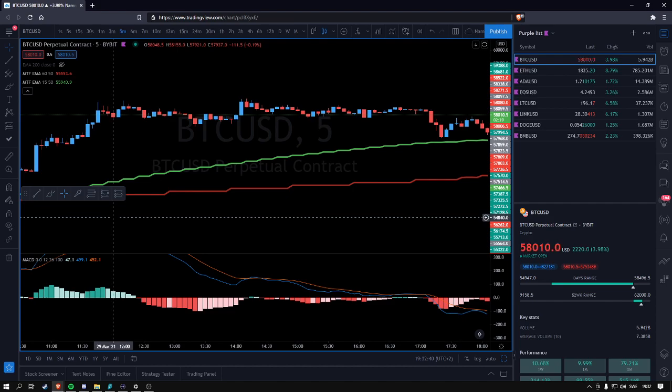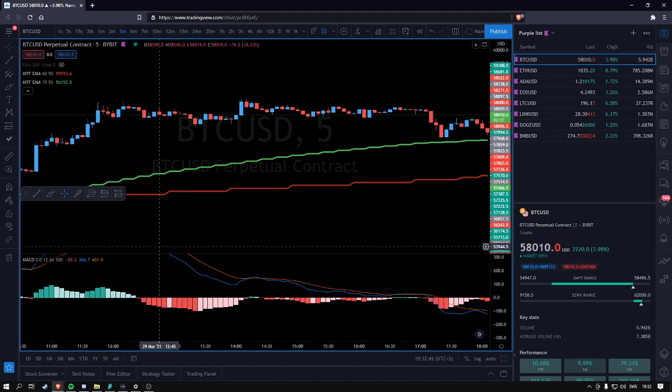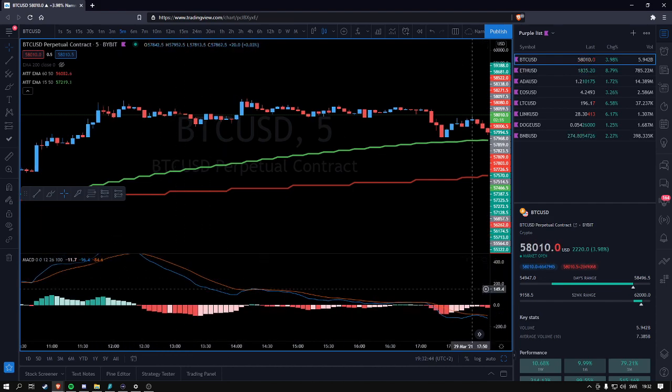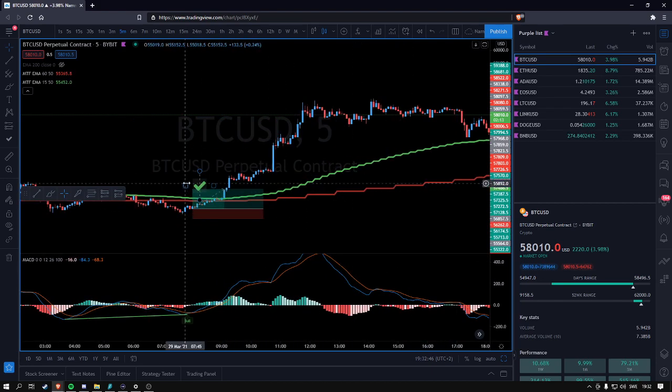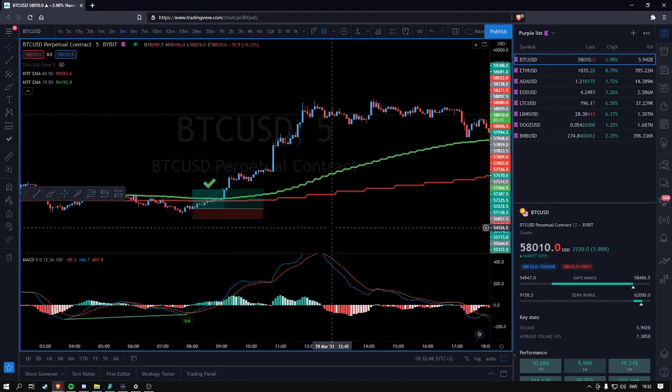This is not a strategy I have invented, rather a strategy I have found and made my own in terms of adding certain confirmations to enter and such.